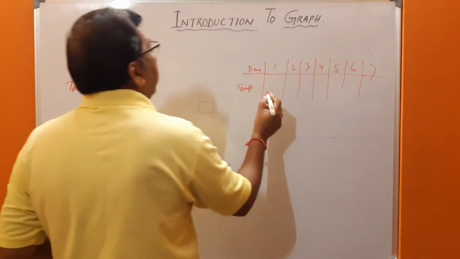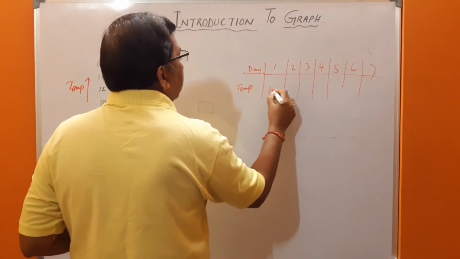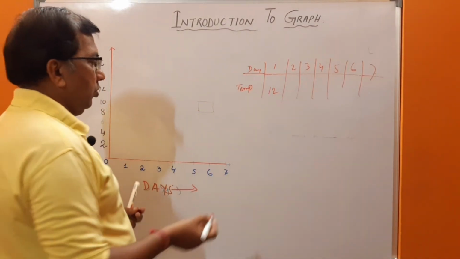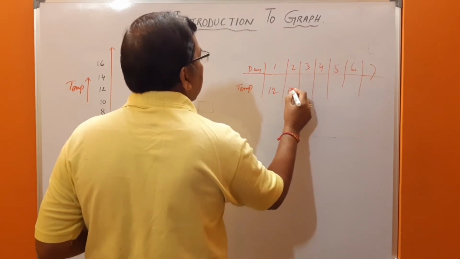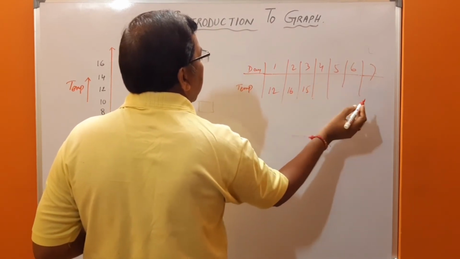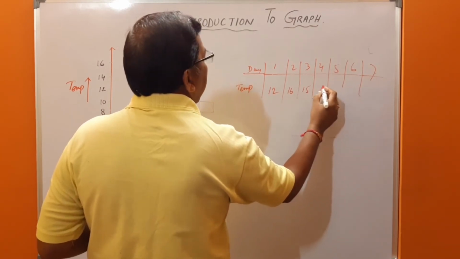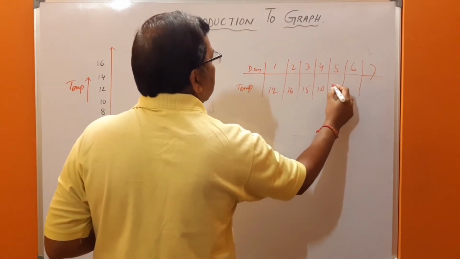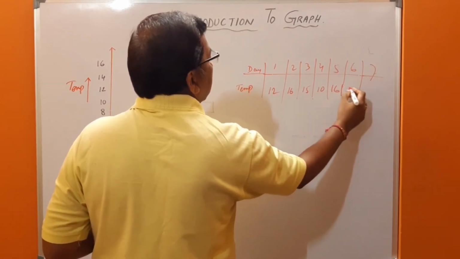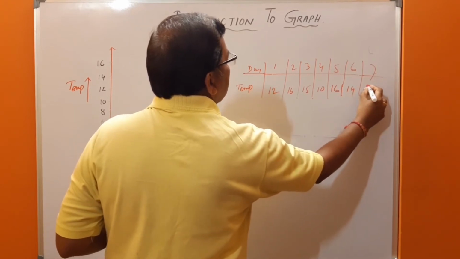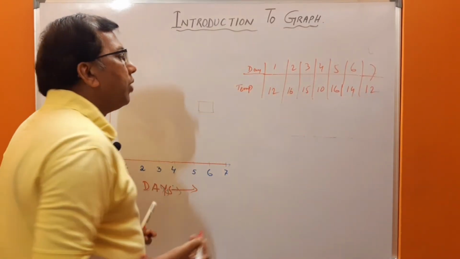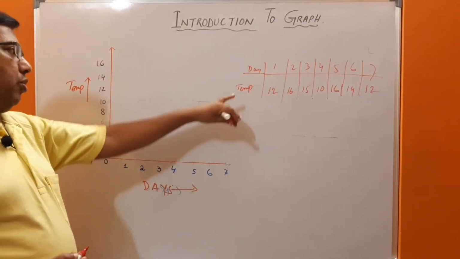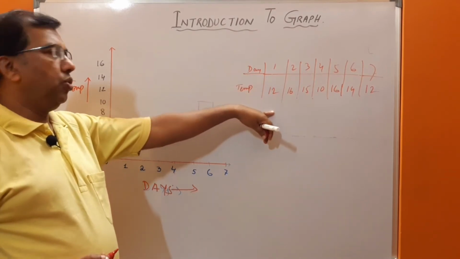Suppose on day 1 the temperature was 12. Normally it is like that in November, December. Then it is 16, 15, 10, 18, 16, 14, 12. Whatever, you can put anything else. So plot the graph. This type of question will come. This is given, so you have to plot.